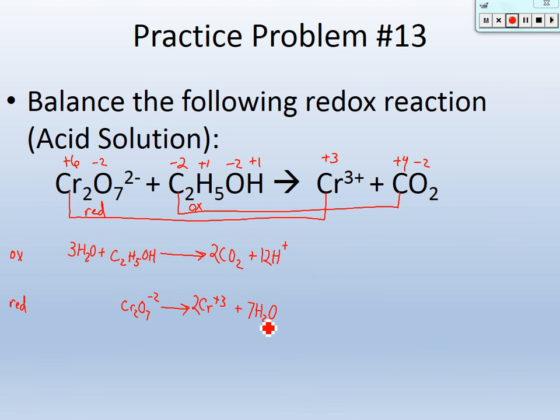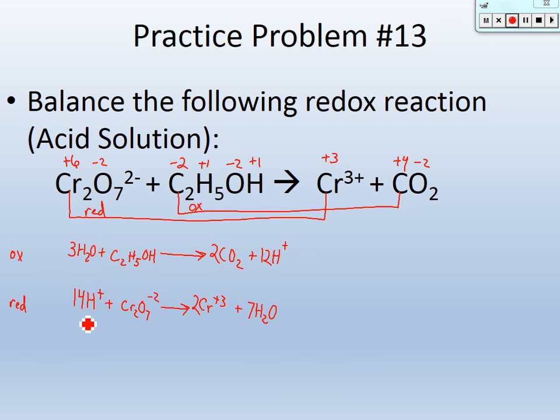Let's go to the bottom one. How many hydrogens do I have? 14. Which side needs H pluses added to it? Left side. And how many? 14. Okay. Now step 4 is done. Let's move to step 5.